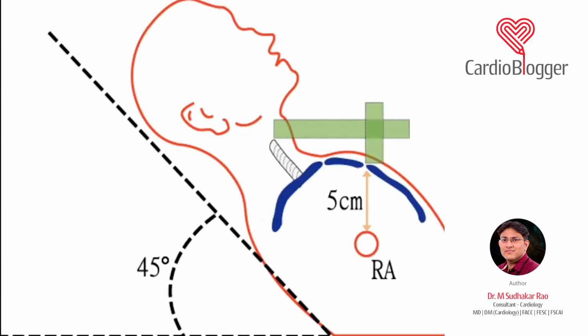So any JVP which is raised 7 to 8 millimeters of mercury, it is raised. This is one thing you should always remember. Any JVP which is raised 7 to 8 millimeters of Hg, it is raised. So this JVP will be raised.